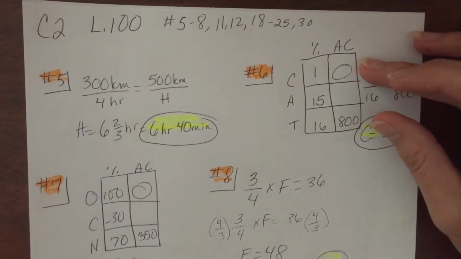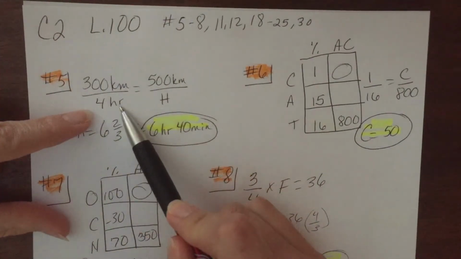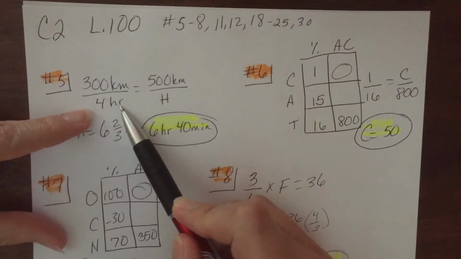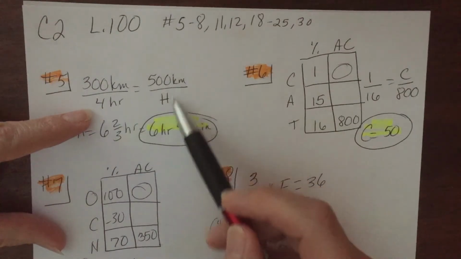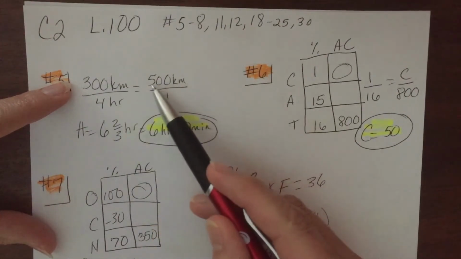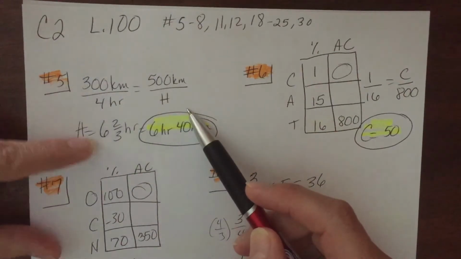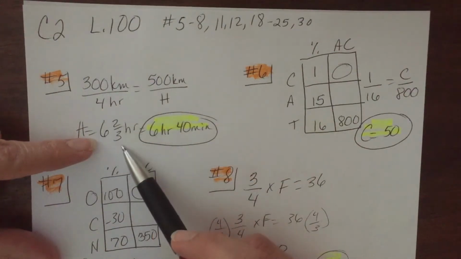Okay, number 5 says that they traveled 300 kilometers in 4 hours, and they're going to stick at that same rate. So how long will it take them to travel 500 kilometers? So I just created a proportion. 300 kilometers is to 4 hours, as 500 kilometers is to some number of hours. I did my cross multiplying. I got 6 and 2/3 hours.